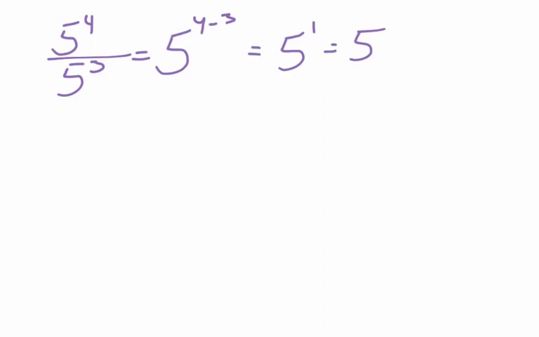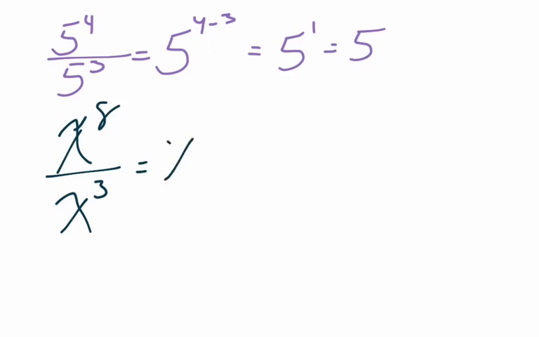Let's do x to the 8th over x to the 3rd. That would be x to the 8 minus 3, or just x to the 5th. Okay, and this step right here, most of us are going to skip it because we usually can do the subtraction in our heads. So you don't write it out.